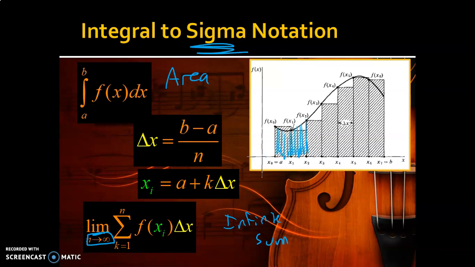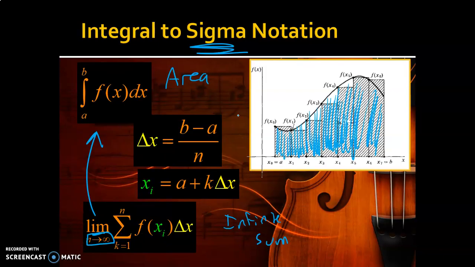So essentially you're just adding up a bunch of lines. And if you make those infinitely skinny, the limit as the number of them goes to infinity, then adding up all these little rectangles or adding up all these lines will give you the exact same value. So this integral is exactly equal to this limit of an infinite sum.